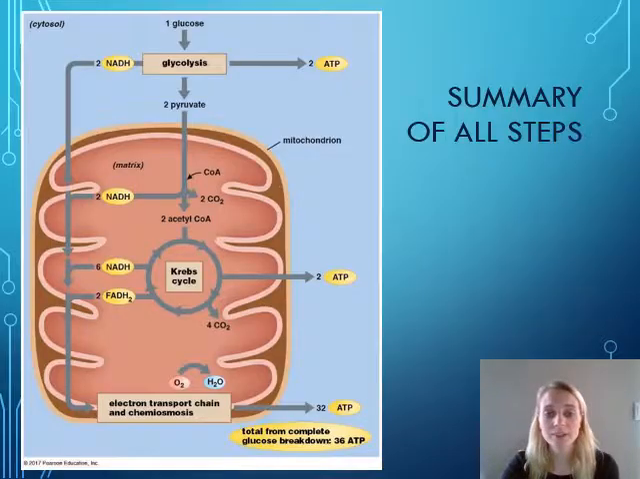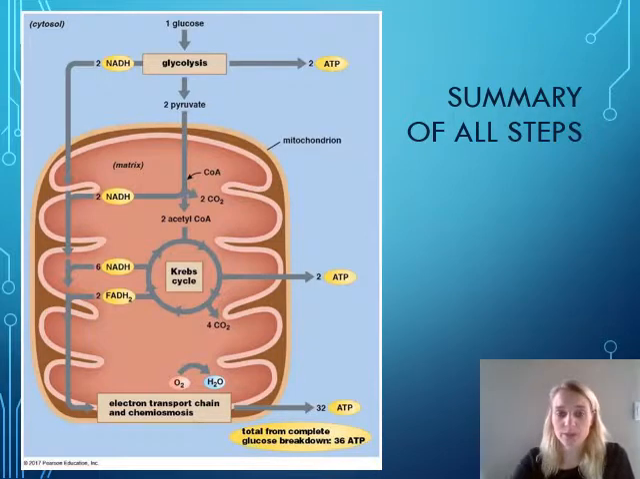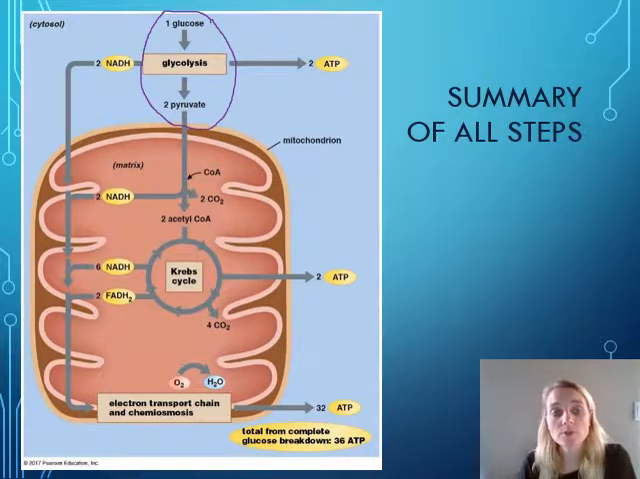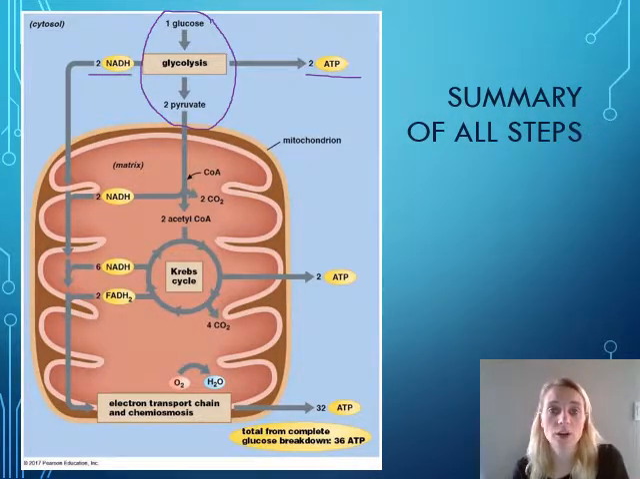Okay, so take a look at the summary of all of these parts put together. So here we have the cytoplasm, that's the purple space. Here's our first step. So here's our glucose, broken down via the process of glycolysis into pyruvate, right? We haven't lost any carbons, but what we have done is we've produced some ATP and those high energy electron carriers, a couple NADHs, okay?